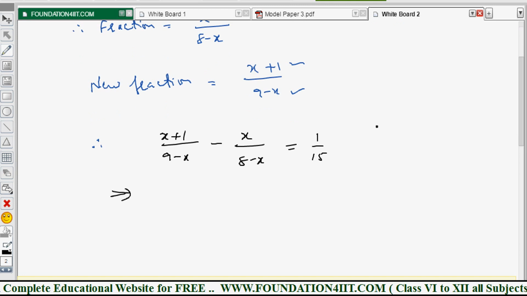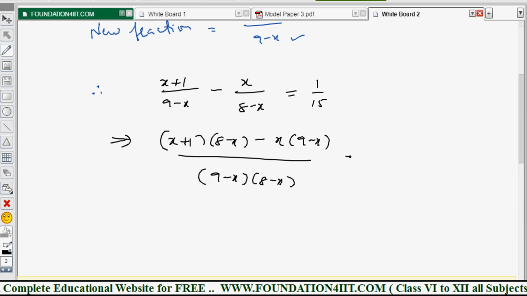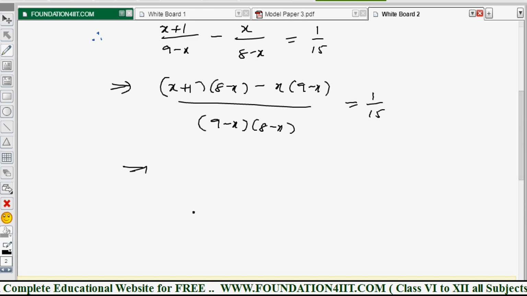If you know x, we can find the numerator and denominator both. Then just take the cross LCM: x plus 1 into 8 minus x minus x into 9 minus x, by 9 minus x into 8 minus x, is equal to 1 by 15. By simplifying all this, you finally get 8 minus 2x by the denominator. If you multiply, x square minus 17x plus 72 is equal to 1 by 15.